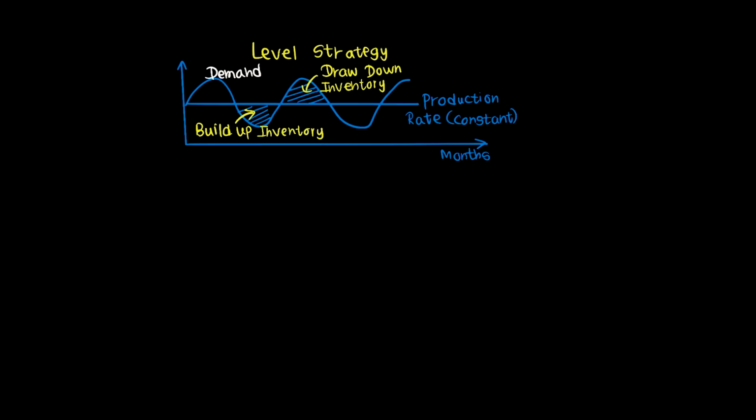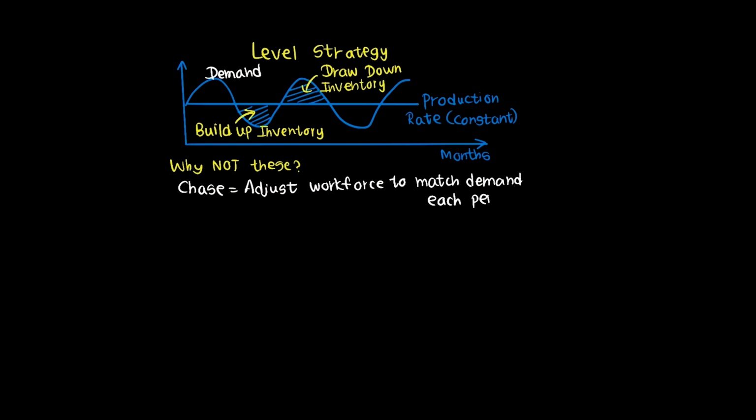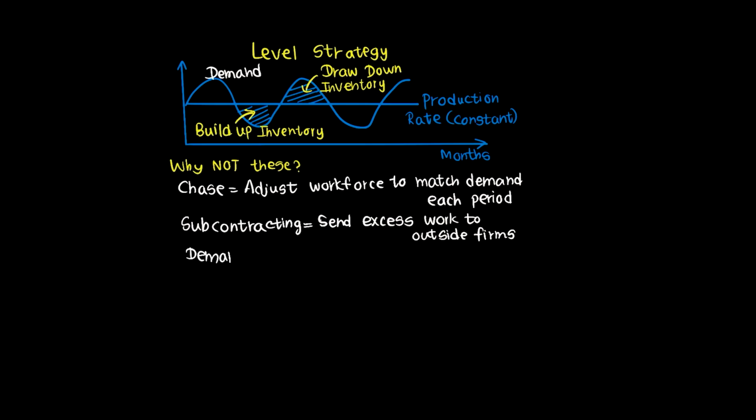A chase strategy does the opposite. It adjusts the production rate every period to exactly match demand, hiring when demand goes up, laying off when it drops. This factory deliberately avoids that kind of workforce disruption. A subcontracting strategy farms out excess work to external companies during peak demand. This factory keeps everything in-house. A demand management strategy tries to shift customer behavior, using promotions or pricing to move demand from peak to slow periods. This factory accepts the demand pattern as is and manages it through inventory.